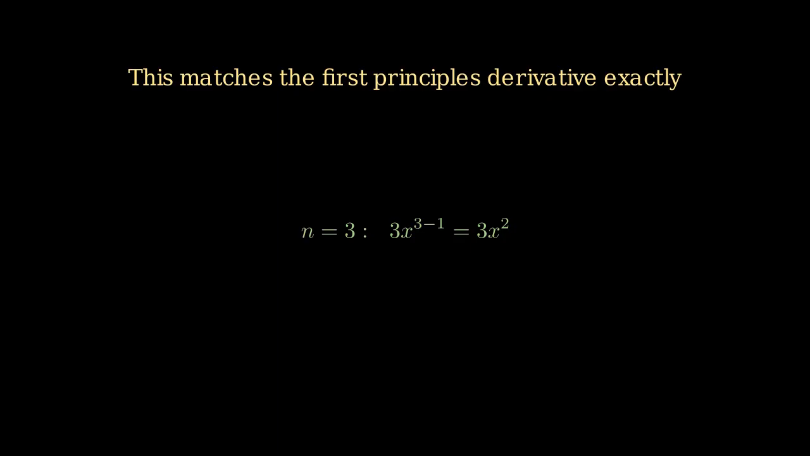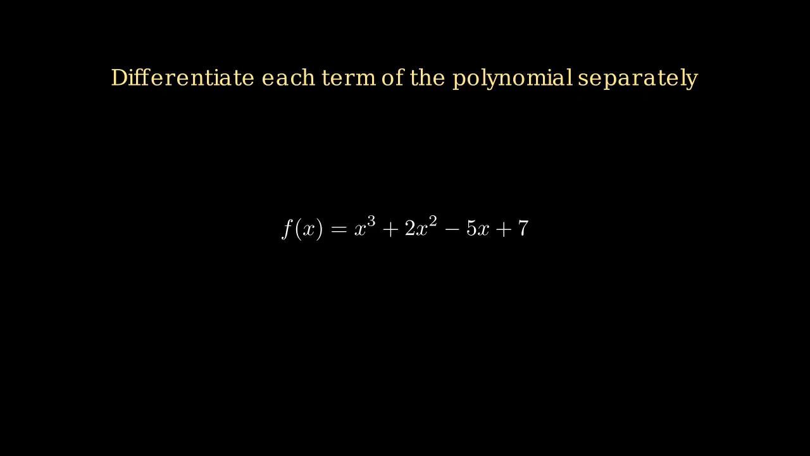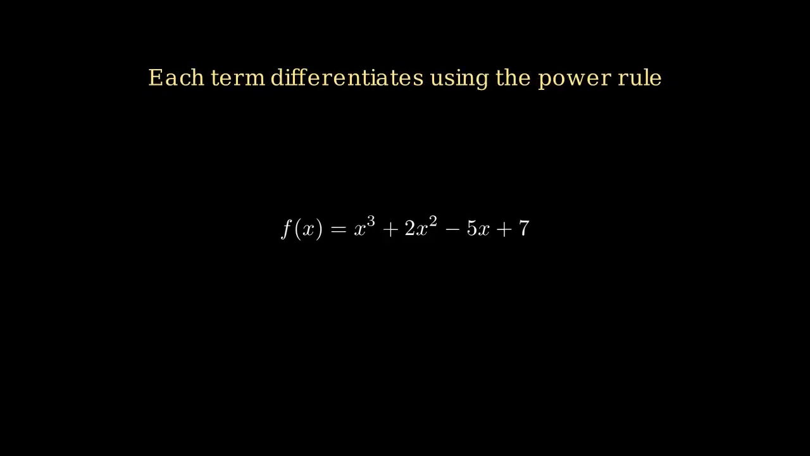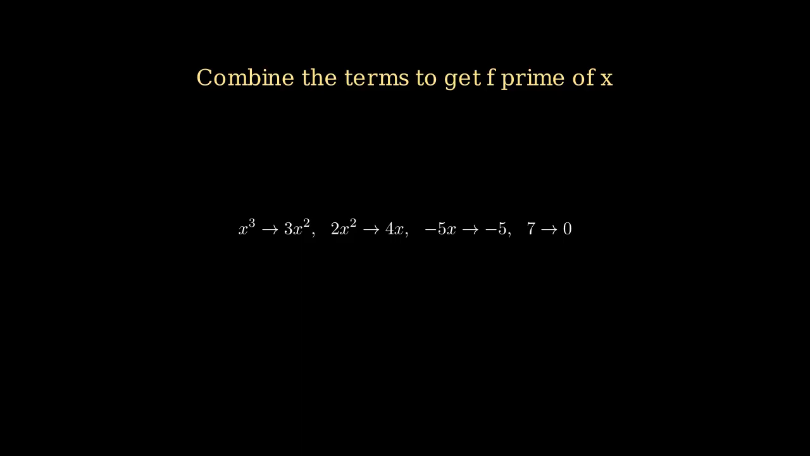Now let's differentiate a polynomial with several terms. f of x equals x cubed plus 2x squared minus 5x plus 7. The key rule is that we differentiate each term separately, one at a time. Term by term, x cubed becomes 3x squared, 2x squared becomes 4x, minus 5x becomes minus 5, and the constant plus 7 differentiates to 0 because a constant has no gradient. Putting those together, f prime of x equals 3x squared plus 4x minus 5. That's the derivative of the whole polynomial.